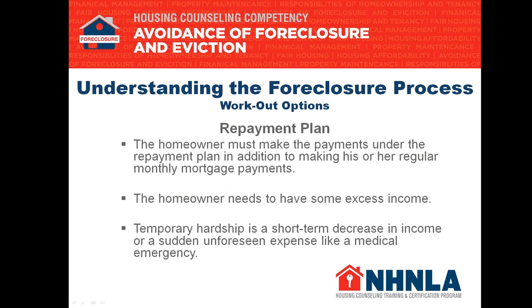Understanding the foreclosure process. Workout options. So the first option we're going to discuss today is the repayment plan. The homeowner, in order to qualify for this, typically a repayment plan is for homeowners who've seen a short-term hardship, such as a decrease in income or a sudden unforeseen medical emergency. And in this case, the payments are made back to the mortgage company with a little bit extra to cover the shortage from whatever the hardship caused. The homeowner needs to have some excess income in order for this to work.